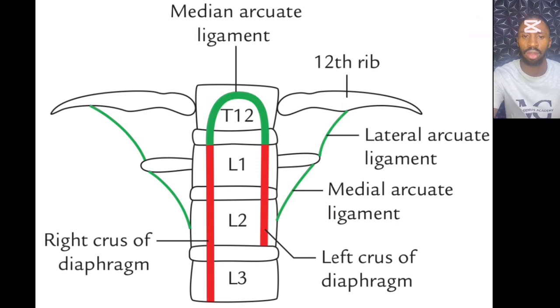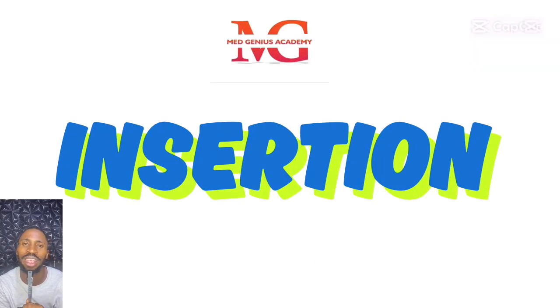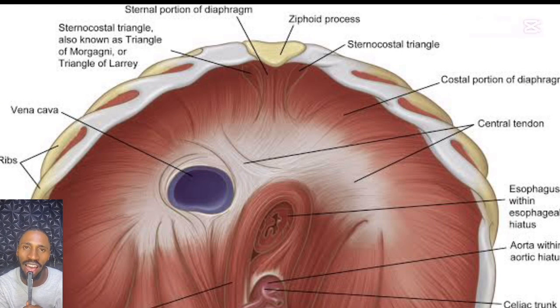All the muscle fibers from the sternum, costal, and vertebra converge at the central tendon and insert along its margin. So all the fibers we discussed from all the three origins insert along the margin of the central tendon. The central tendon is a trifoliate-shaped structure, which means it has an anterior central part and two posterior parts, the right and the left leaflets. They are all leaflets, that's why we call them trifoliate.